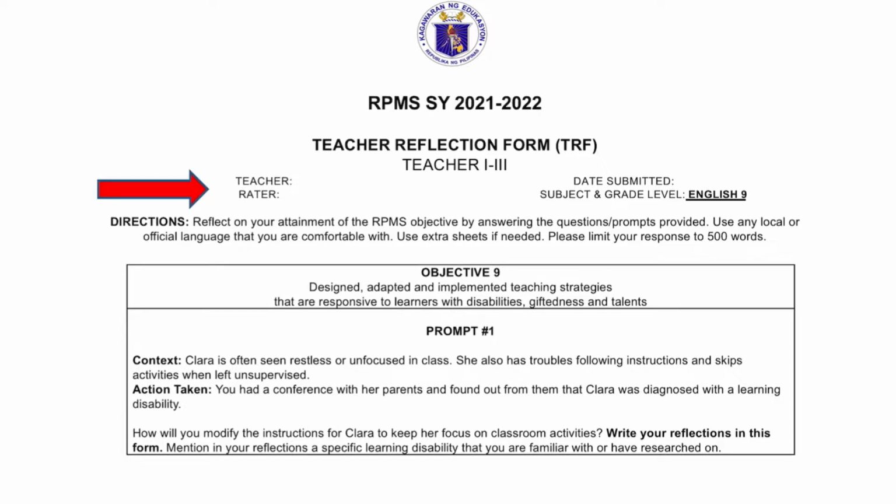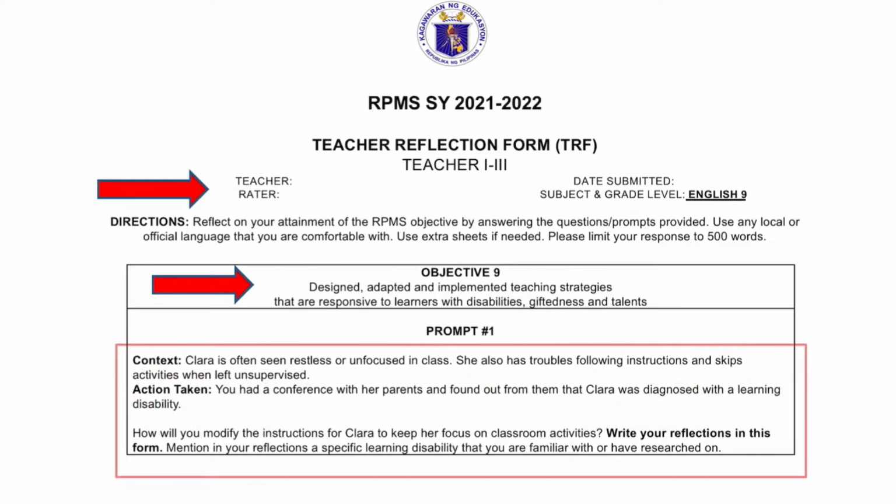So, the objective is designed, adapted, and implemented teaching strategies that are responsive to learners with disabilities, giftedness and talents. So, what is the context? So, ano yung context para dito sa prompt 1?